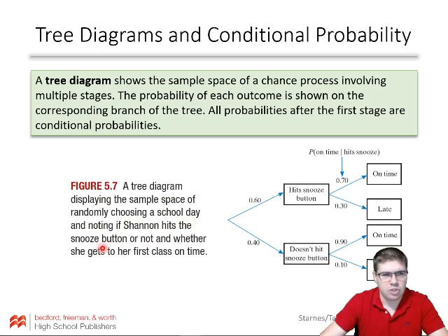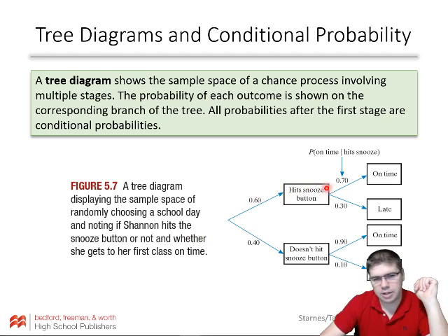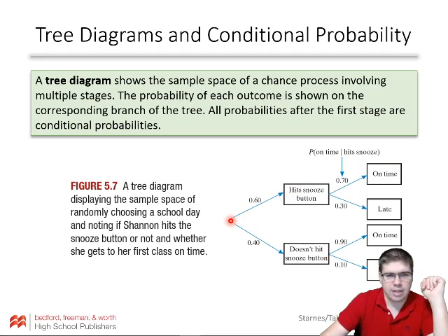So, for example, we've got a tree diagram here displaying the sample space of randomly choosing a school day and noting if Shannon hits the snooze button or not, and whether she gets to her class on time. We call it a tree diagram because it branches out, and it doesn't usually branch back together. It splits up. So at the beginning of this process, she either hits the snooze button or doesn't. Those are the two possible outcomes in the sample space of that little chance process.